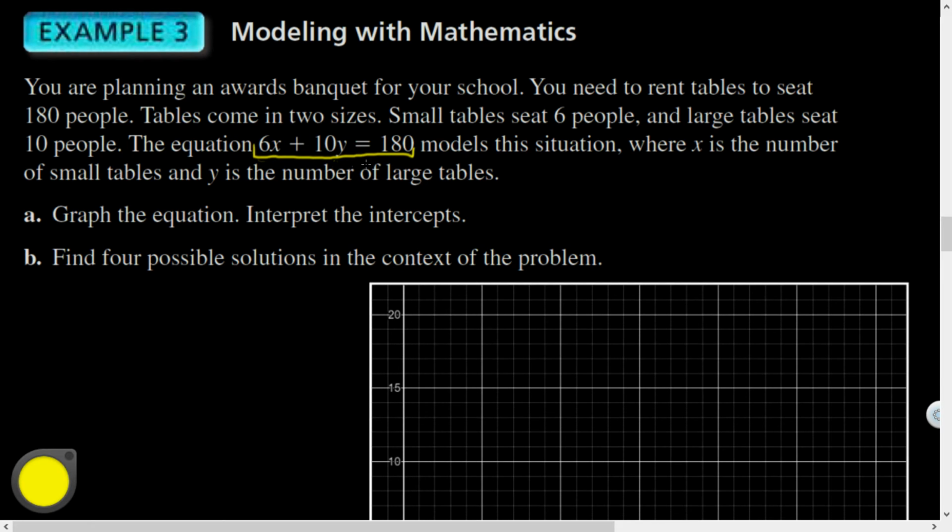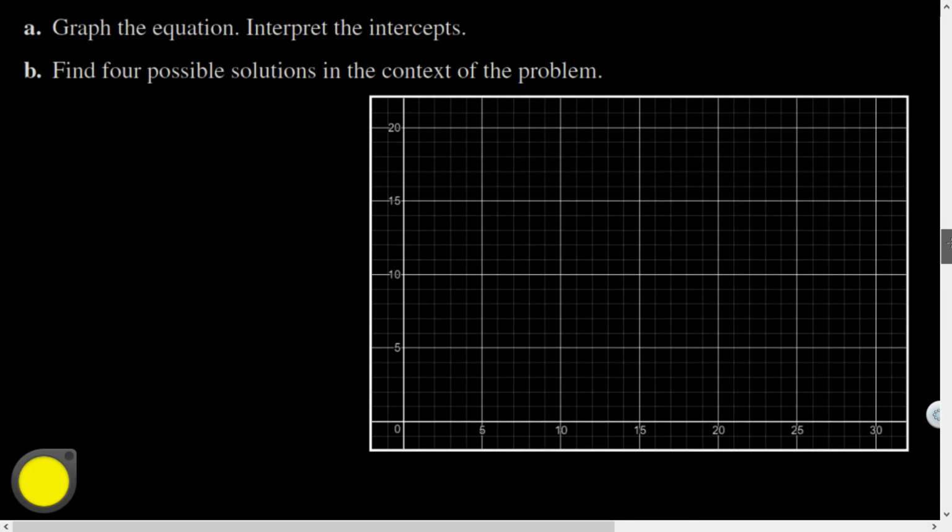It says it models this situation where x is the number of small tables and y is the number of large tables. It says graph the equation and interpret the intercepts. Okay, so I already forgot it. What was the equation? 6x plus 10y.